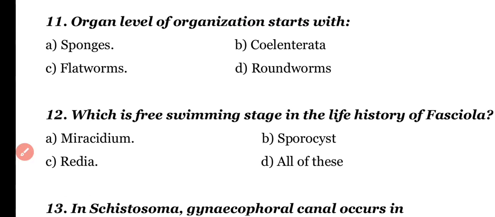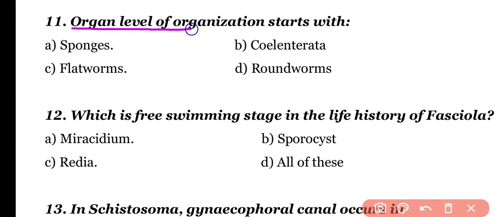Question number eleven. Organ level of organization starts with sponges, cnidaria, flatworms, roundworms. Correct answer is option C. Flatworms ke andar organ level of organization present hai.